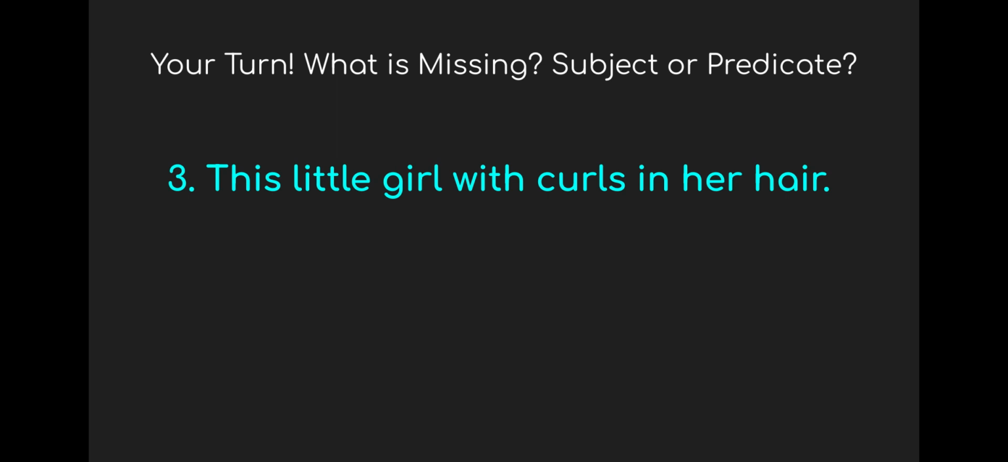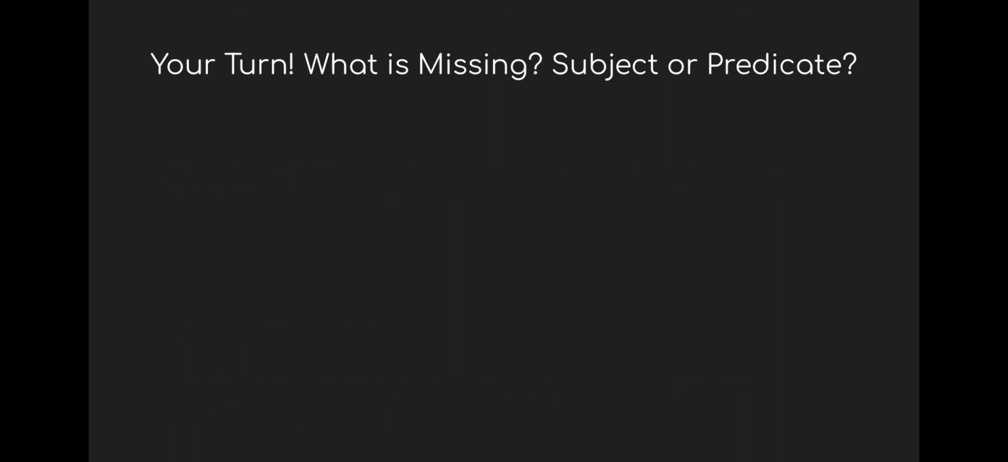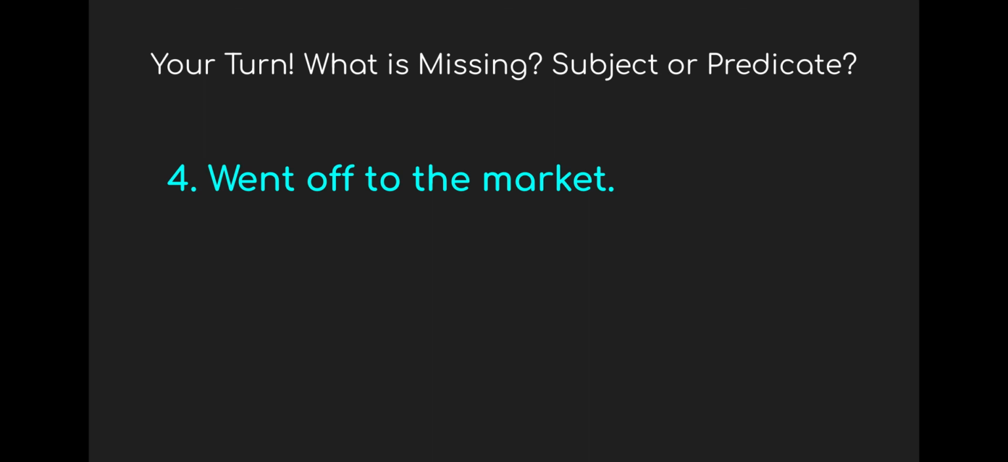Number 3, this little girl with curls in her hair. If you said predicate, you would be correct. We don't know what the little girl with curls in her hair is doing. Number 4, went off to the market. If you said subject, you would be correct. We don't know who went off to the market.